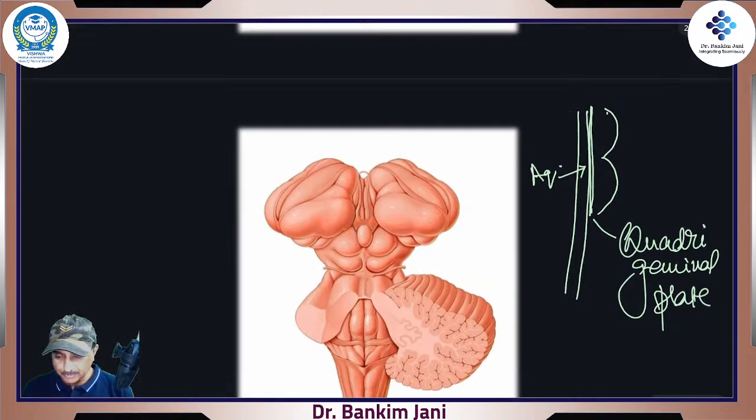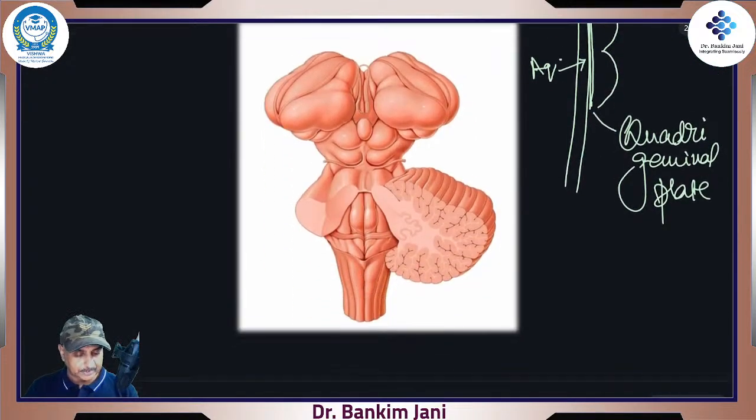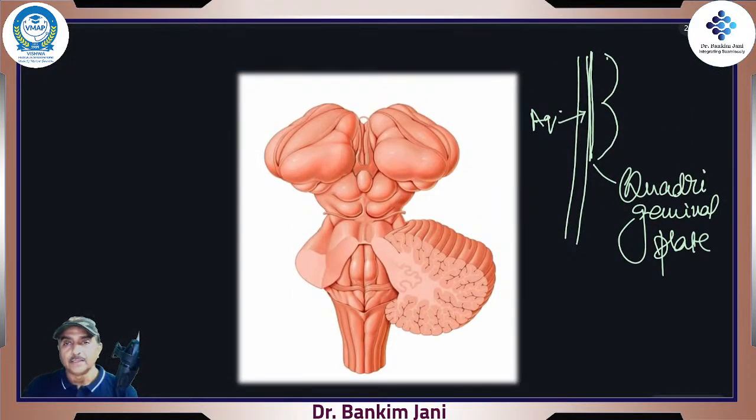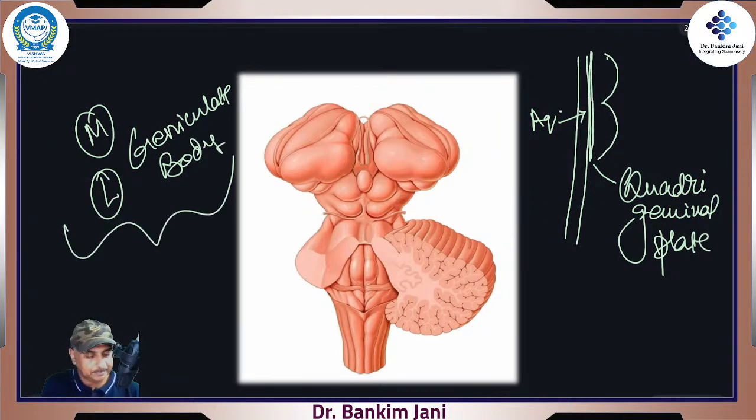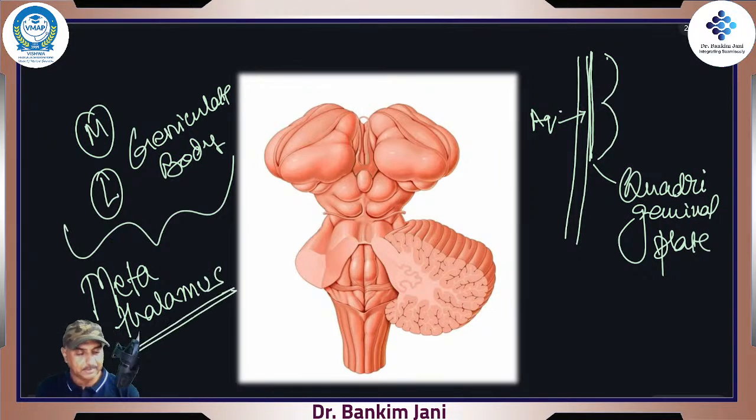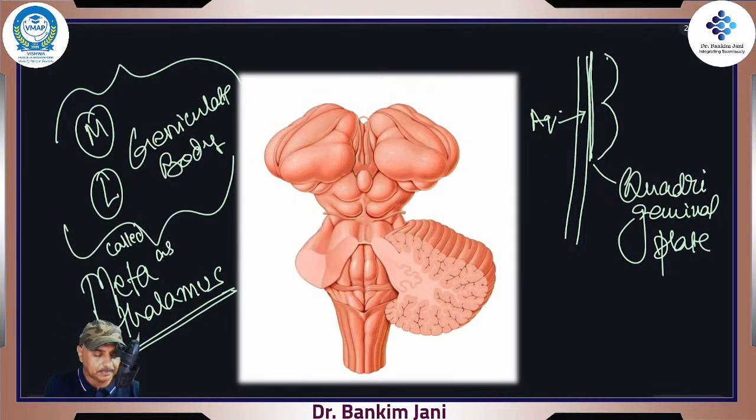As we are talking about this, I think we can write it here. The lateral geniculate body, so medial and lateral geniculate body, collectively is called the metathalamus, right? It is called the metathalamus.